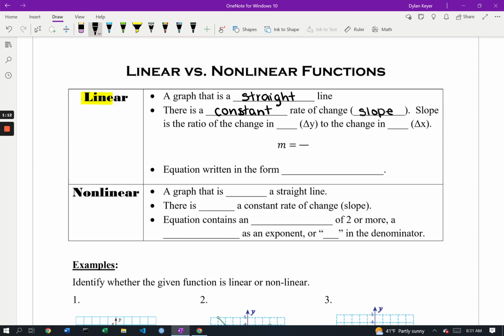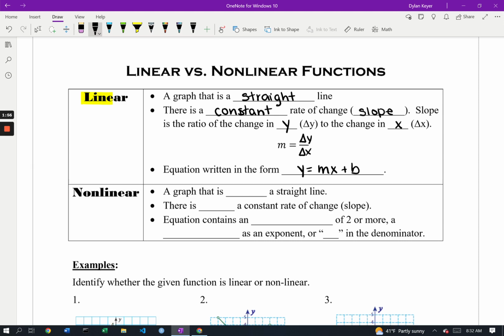Slope can be found by comparing the ratio of the change in the y values, symbolized by this triangle symbol, which is the Greek letter delta, so this is called delta y, to the change in the x value, which is delta x. So slope, which we use the letter m to symbolize, is the change in the y over the change in the x. And lastly, linear equations are written in the form y equals mx plus b, where m is the slope, a constant slope, and b is the y-intercept.